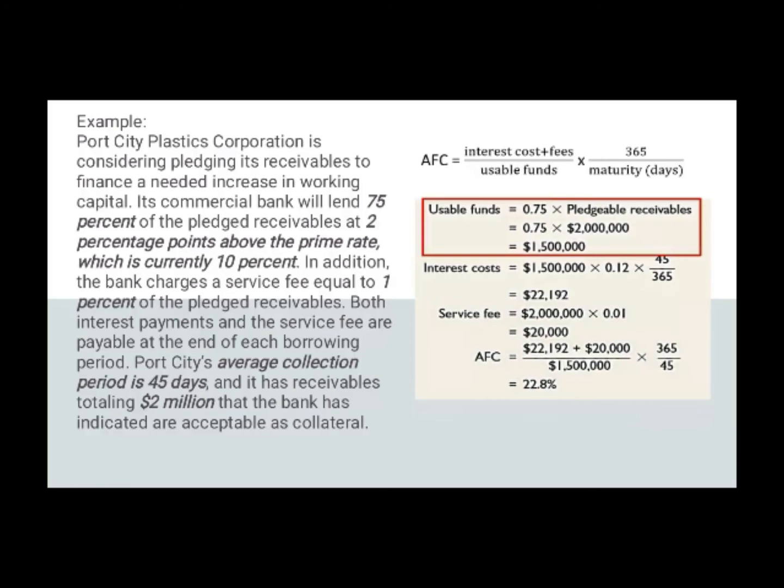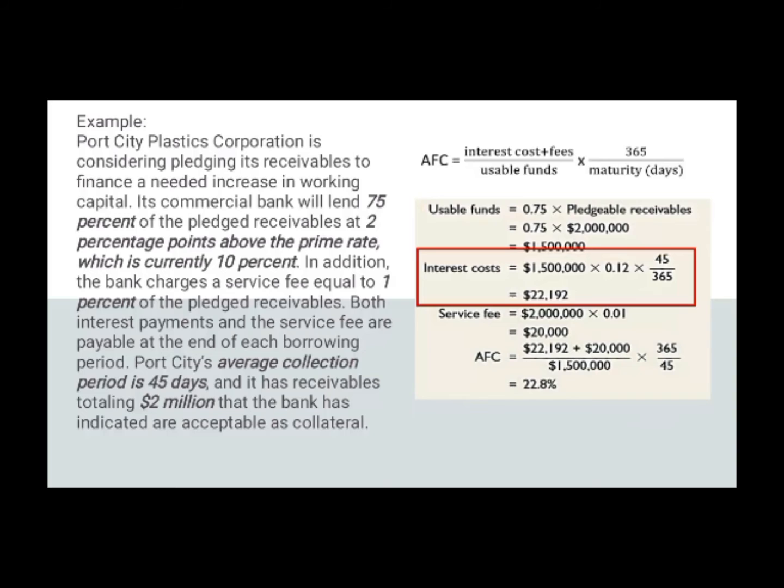The two given values that we are going to use are the $2 million as the acceptable collateral and the percent to which the pledged receivables are lent by the commercial bank, which is 75%. So that is 75% multiplied by $2 million, giving us usable funds of $1,500,000.